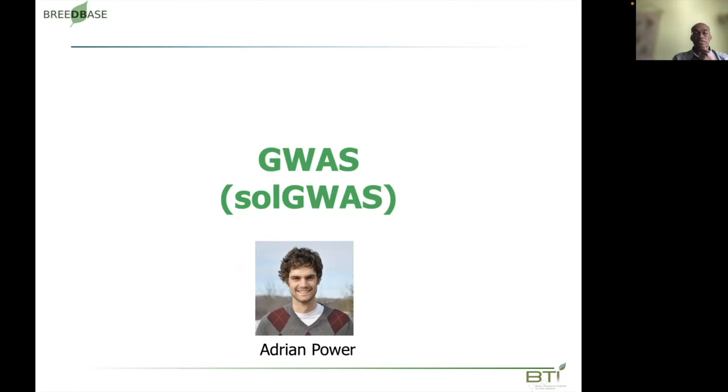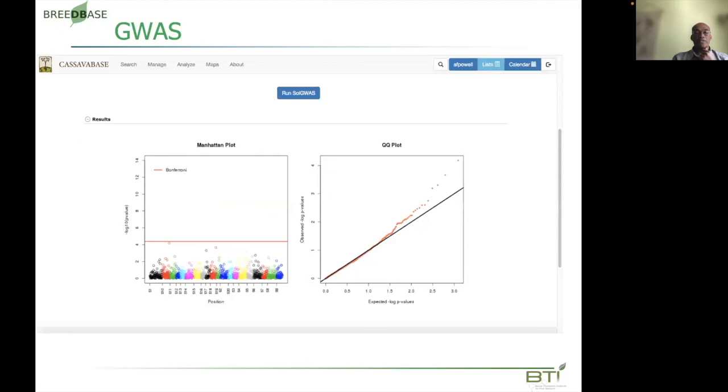If you are using GWAS in your breeding program, there is also SolGWAS. With this tool, of course, you can do the standard GWAS analysis and generate Manhattan plots, including diagnostic plots like the QQ plot.